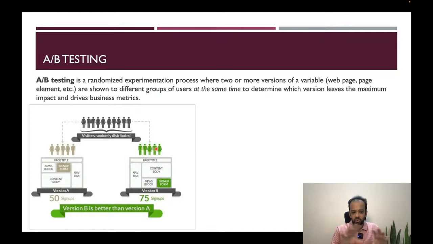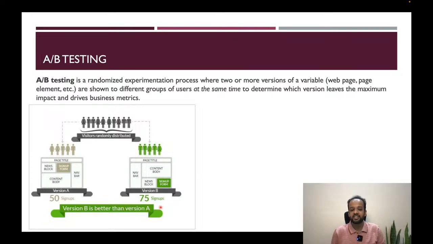And then you monitor the outcome of the activity. What are the business metrics? So here you see that there are 50 signups for version A and 75 for version B. And you can make a statement: version B is better than version A, but this needs to be statistically backed.